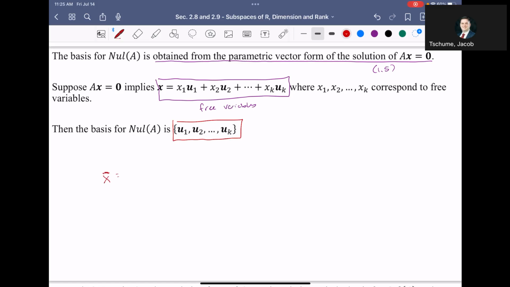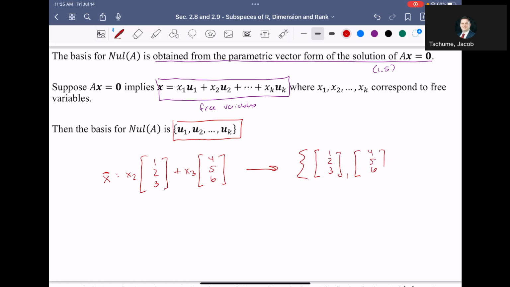For example, just so you can see what we're going to be doing, I'm going to make some really, really easy numbers up here. If this ends up being your parametric vector form where x2 and x3 are free variables, and you're going to have this form. If you want to make this the basis of a null space, you would take just the vector part. So 1, 2, 3, and then 4, 5, 6, and write those in your basis. There's no need to bring over the x2 and x3 because that is not needed.